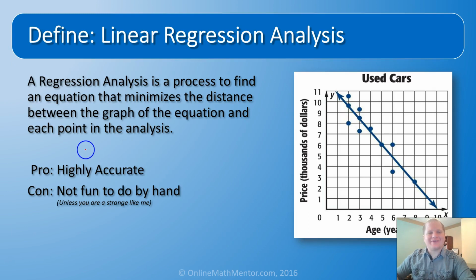So in general, a regression analysis is a process to find an equation that minimizes the distance between the graph of the equation and each point in the analysis. Specifically for a linear regression, what we're talking about is the distance between each of these points and the graph. It adds all that distance together and minimizes it to find where it needs to plot this line. The benefit to this is that it's highly accurate, but the con is that it's not very fun to do by hand because it's a very involved calculation. And unless you're strange like me, you probably won't enjoy doing it.